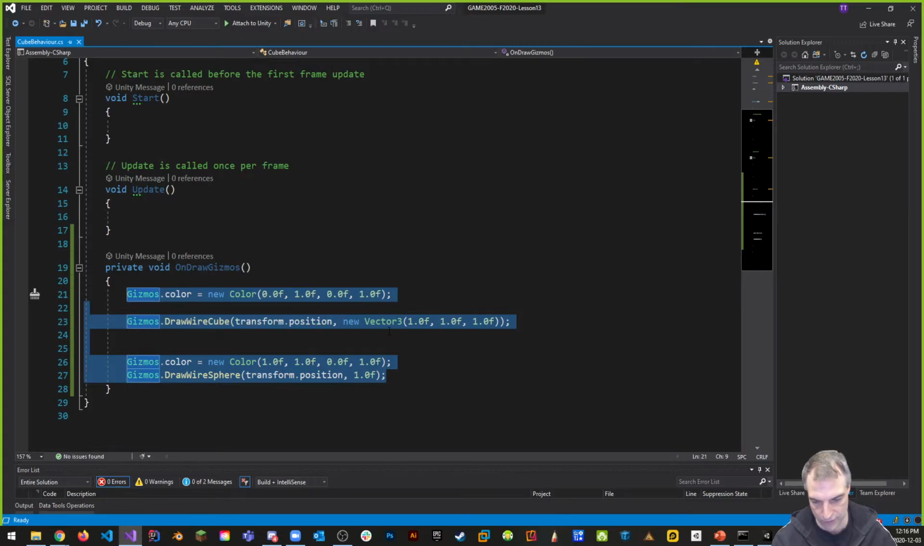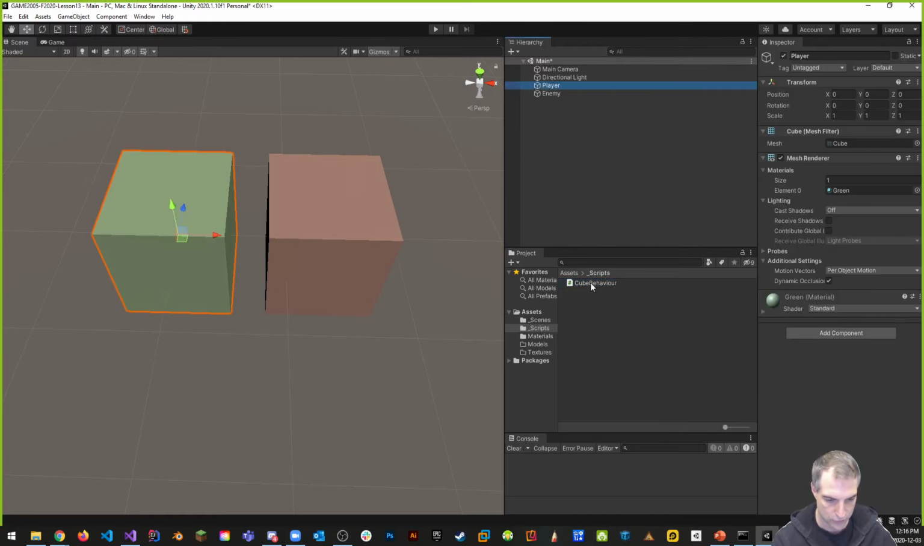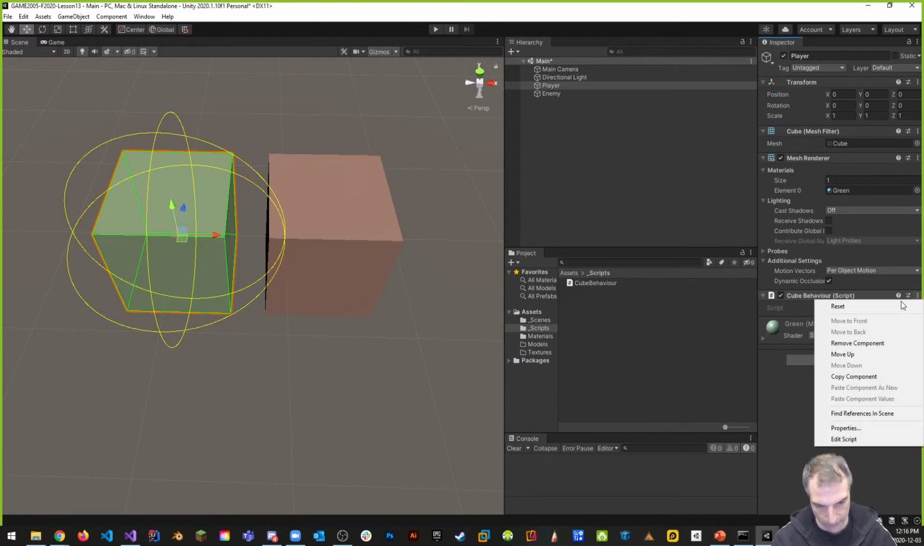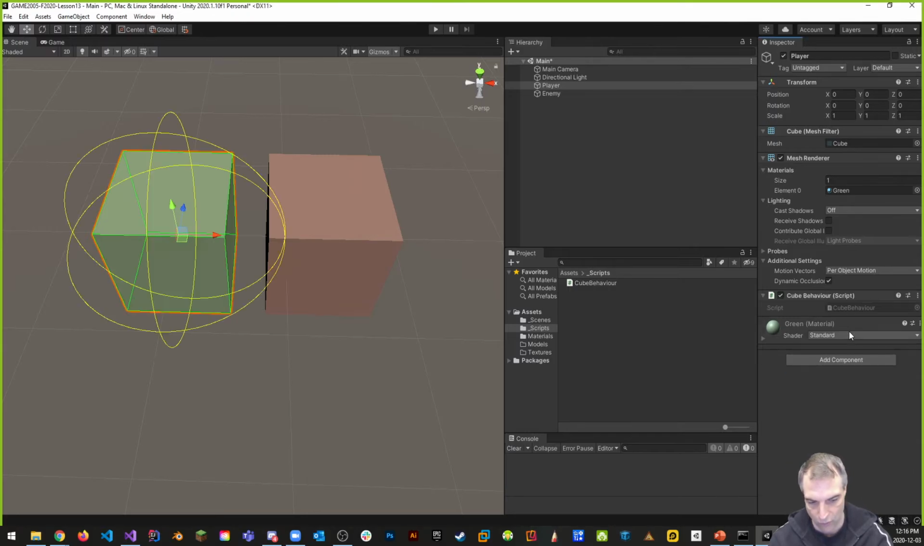First, I need to attach this script to the object. The way to do that is, if I click on the player object, once I have the script, I can just drag and drop it onto the component button, like this. The other way is to detach it by removing the component, then attach it by clicking Add Component and typing the name in the search. So I can say CubeBehavior. That's also a way of doing it.